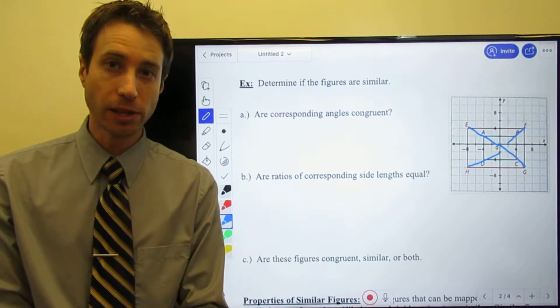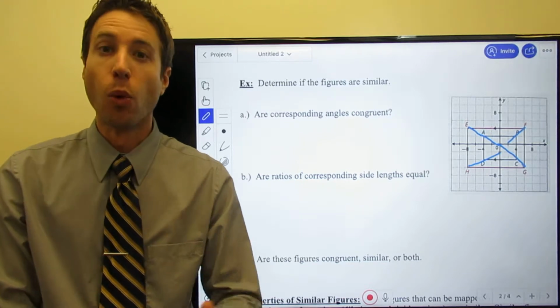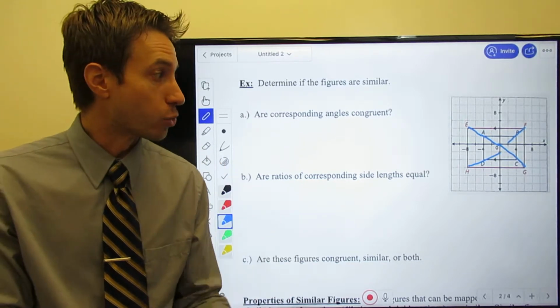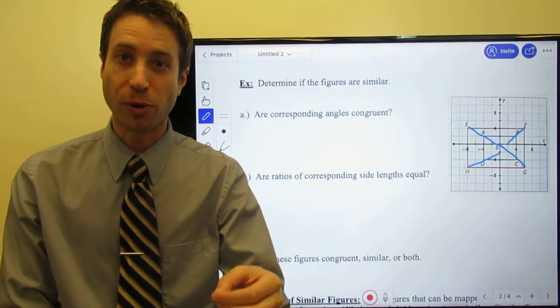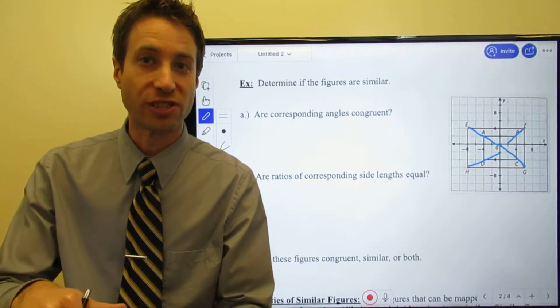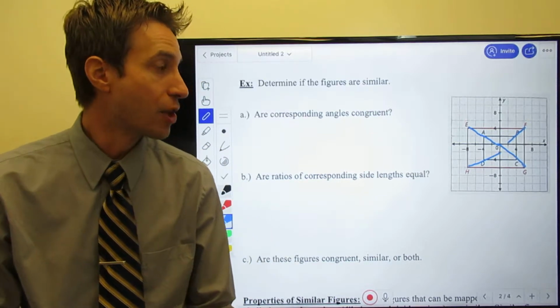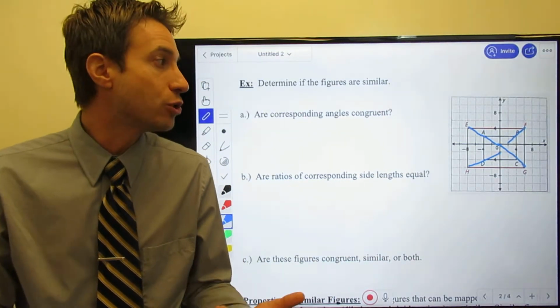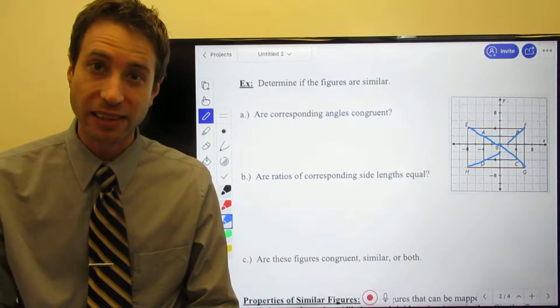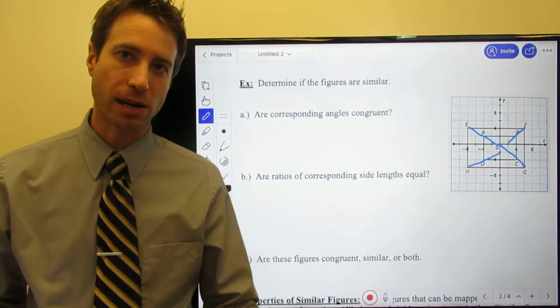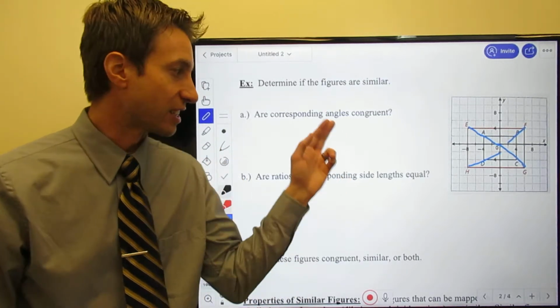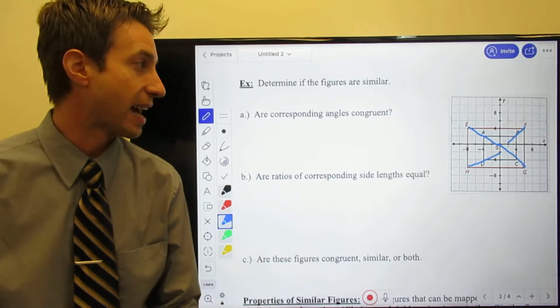Are the figures similar? Why not? Well, because when I draw those lines through corresponding vertices, they do not all intersect at a point of concurrency. They don't all meet at the same point. What that means then is that I do not have a center of dilation, which means it cannot possibly be a dilation. Now, let's run through this and show you why that is.